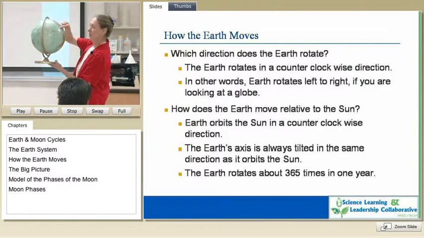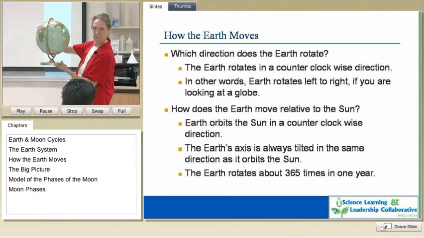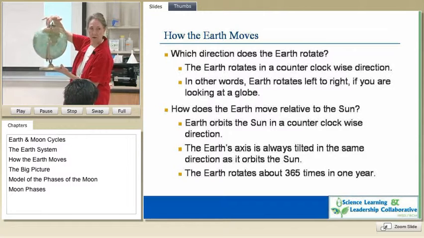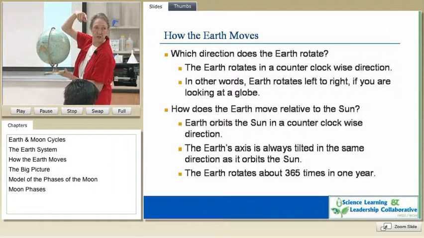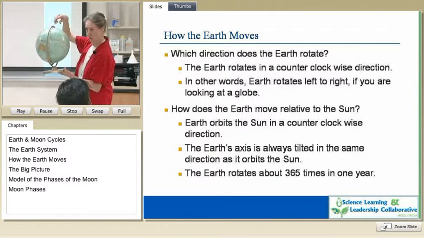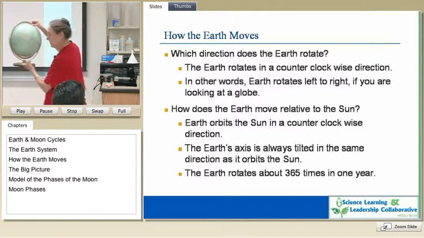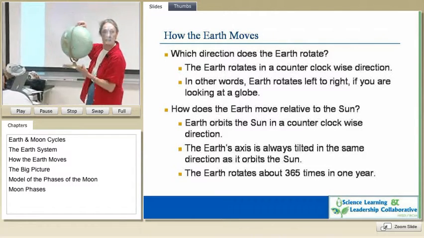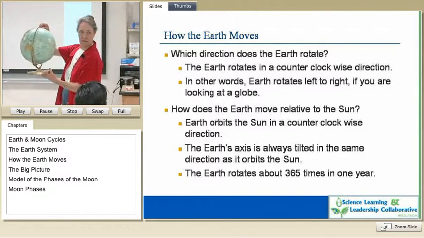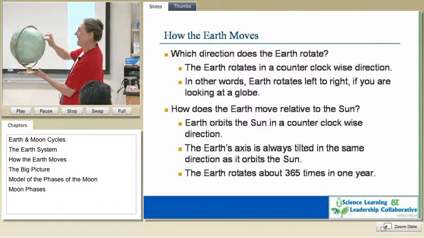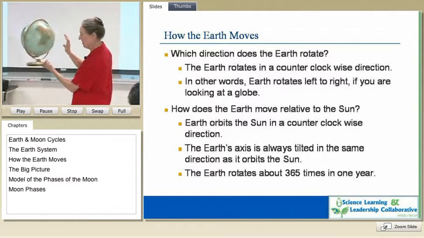How long does it take the Earth to go all the way around one time? 24 hours, and we call that rotating, right? Does the Earth move relative to the sun? Okay, you're nodding your head. How does it move? It goes around. We call this orbiting. So if I were teaching in my classroom, I had a globe like this, I would walk all the way around. And as I did that, I would be spinning it the right direction, right?